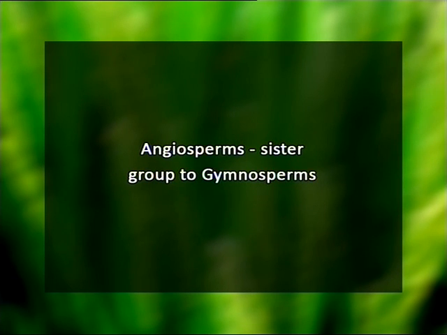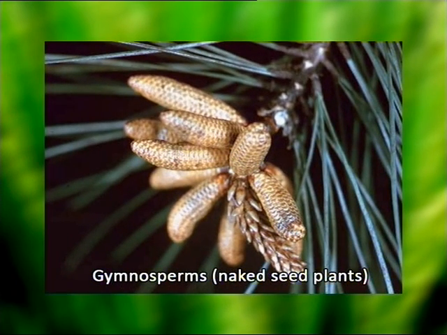At present, the angiosperms are thought to be very closely related to another group of plants called gymnosperms. That's why sometimes we call angiosperms the sister group to the gymnosperms. Gymnosperms are basically plants with naked seeds. There are several diagnostic, unique features which distinguish these angiosperms from the rest of the land plants.